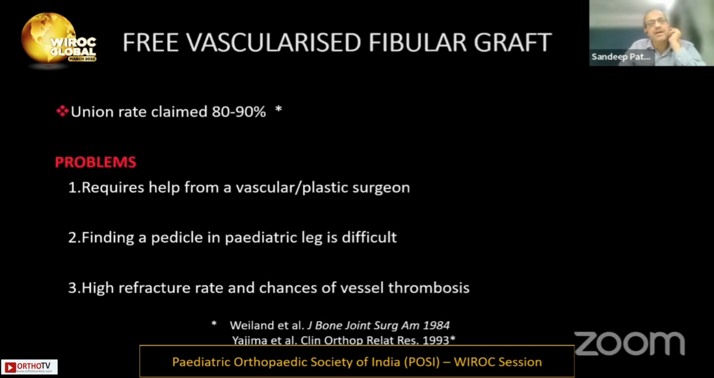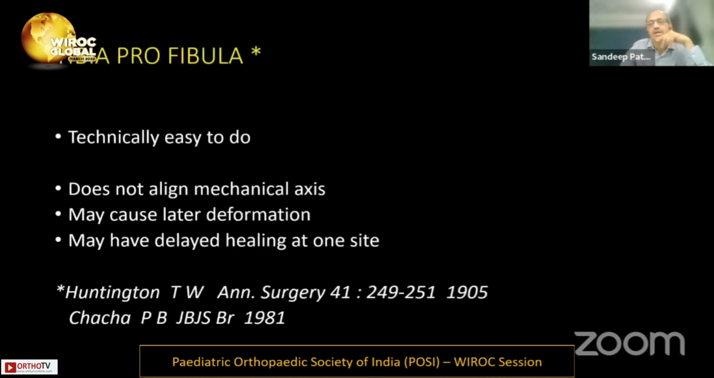Free vascular fibular grafts again have union rates of about 80 to 90%, but you need a vascular pedicle in a small pediatric leg. Finding it is difficult, then you need expertise with a plastic or a vascular surgeon, and there are chances of refracture and rethrombosis of the vessel. The microvascular graft may really fail and become a dead fibula. Tibia profibula is easy to do, but it does not align the mechanical axis and causes deformation.